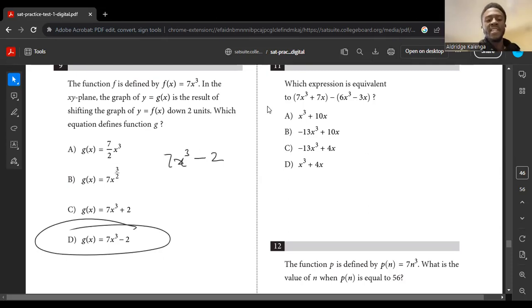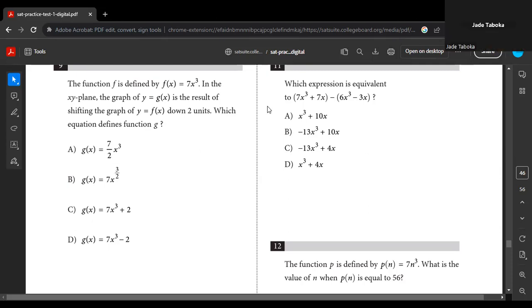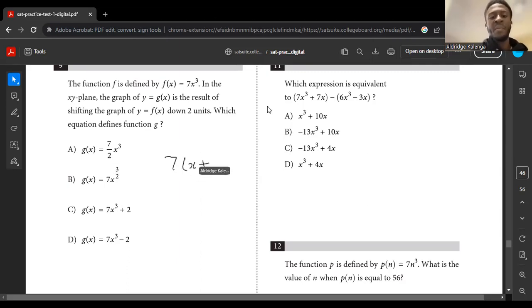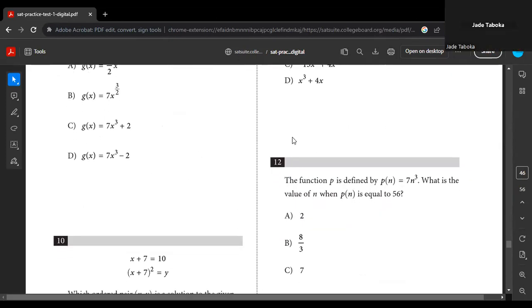Just a rule of thumb, whenever you're shifting a whole equation upward or downwards, you just add or subtract the number of units. In this case, it's going down 2 units, so we subtract 2. But if we were doing a horizontal shift, then we might have something like x plus 1. In this case, we moved it 1 unit to the left, for example. If we're moving it 1 unit to the right, it would be x minus 1, and so on. But since we're just shifting up or down, we just add or subtract. That's just the rule of thumb. Okay, let's clear that, and then let's move on to question 10.